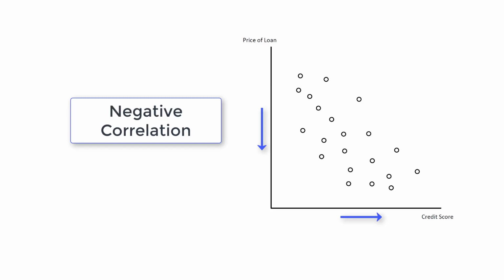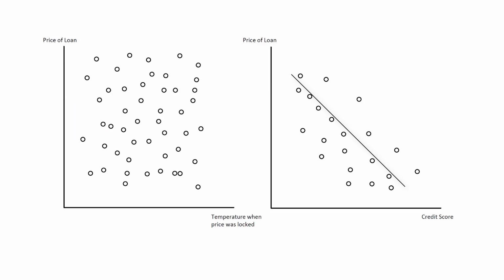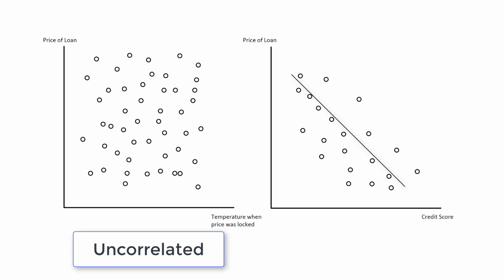This is a negative correlation, because in general, the lower the credit score, the higher the price, and the higher the credit score, the lower the price. When two things are uncorrelated, they are independent from one another. For example, the temperature on the day when an individual acquires a loan is probably independent of the price that they receive on that loan. This means that there is no discernible connection or pattern between these two things.